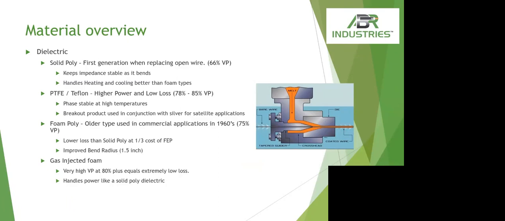From there, we got even better where we started to introduce nitrogen into the line. There we could get the ultra high velocities that you see today with the 80% plus, which is extremely low loss. And the nice thing is it can handle power very similar to a solid poly dielectric as well.